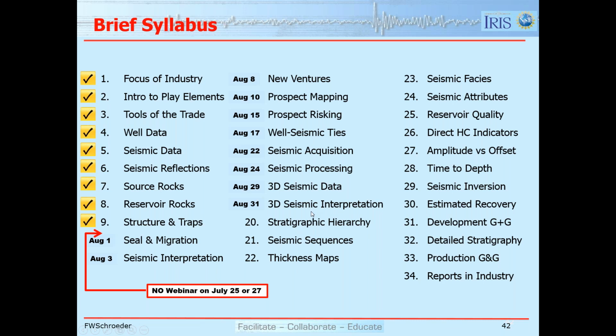But it is a standard process for time structure maps to be converted to depth structure maps, at least when we're talking about where should we drill a well.